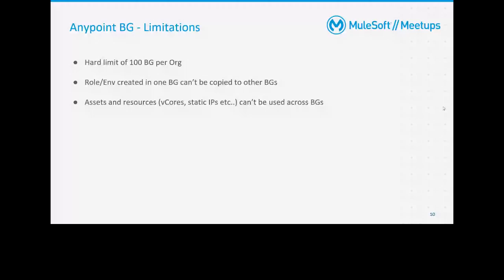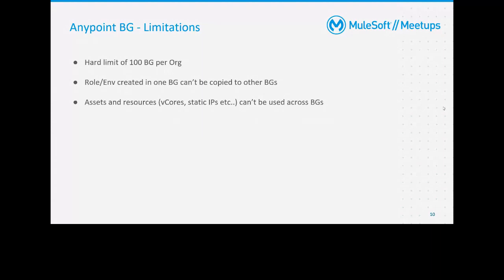You can use platform APIs. If you execute the platform APIs using Postman or SOAP UI, then you can definitely create them without touching the Anypoint UI. But generally, people will try to do it from the Anypoint UI. So we don't have any clone option as of now.